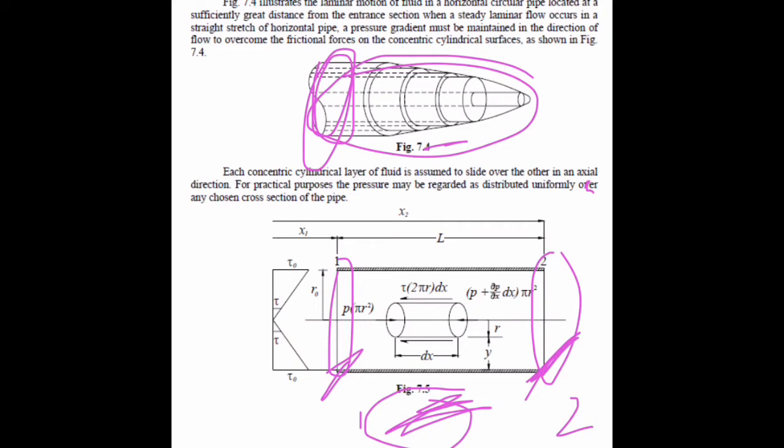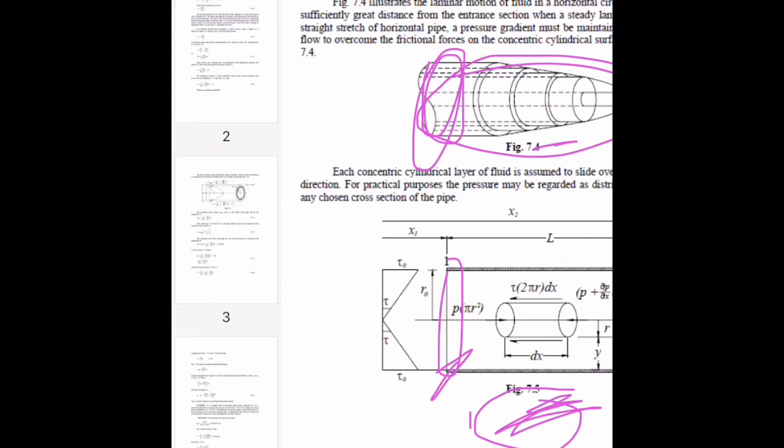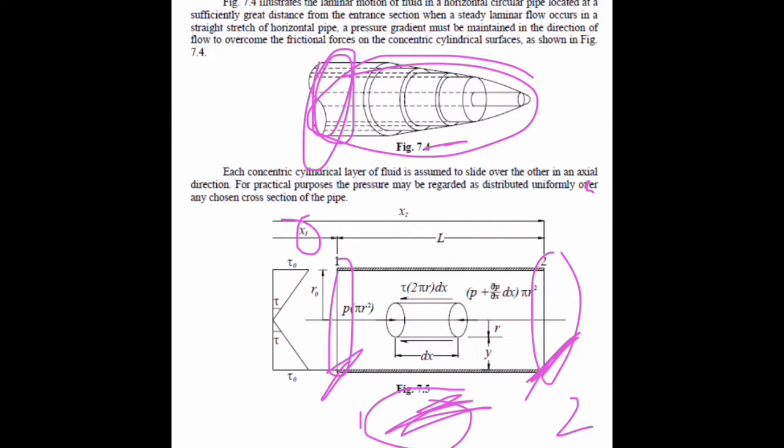So, let us consider two cross sections of the pipe. Cross section 1 is situated at a distance x1, and cross section 2 is situated at a distance x2 from the entrance of the pipe. L is the distance between the two cross sections. The boundaries are solid boundaries. The radius of the pipe is r0.